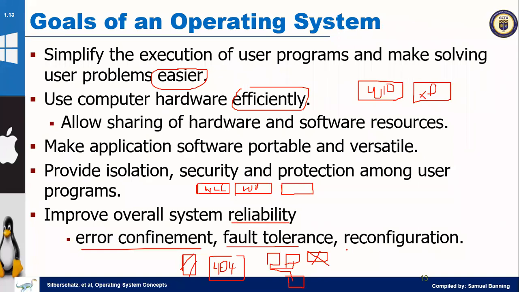Another aspect of reliability is reconfiguration. From time to time, you realize that your computer has updated itself. Maybe if you're using iOS, you see your iOS has been updated. If you're using Android, you will see that your Android operating system has been updated. By the time you wake up in the morning, your phone has updated itself. By the time you wake up, your computer has updated itself.